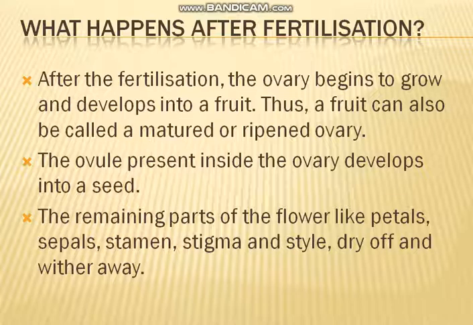We learned what fertilization is. Fertilization happens in the following steps. The first step, how the pollen grains reach the ovary. What happens after two male gametes reach the ovary? Then what happens after fertilization?